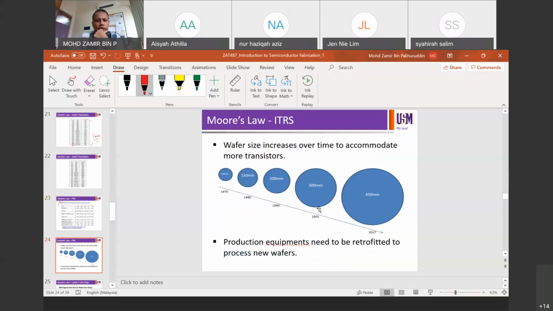Wafer size also increases over time. Back then it was only 100 mm in diameter. In the 1990s, most of the fabs were using 200 mm or 8-inch, right? Then some fabs went to 300 mm, and some even go to 450 mm, right? So Silterra is here, 8-inch, 200 mm.